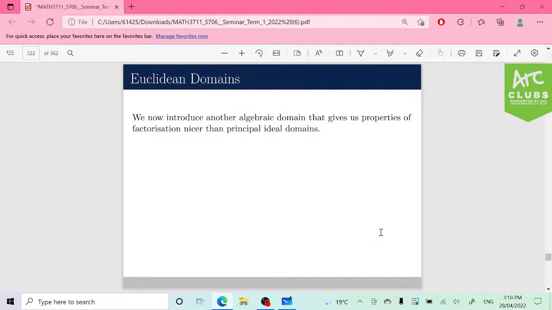Cool. All right, so we'll quickly wrap up the rings part by quickly talking about Euclidean domains, and then we'll talk about fields for the last half hour. So we've talked about two different types of algebraic domains. We've talked about a unique factorization domain, and we've talked about a principal ideal domain, and we gave some nice properties of both of the domains. We're going to introduce a new domain that's a bit nicer than a principal ideal domain, called a Euclidean domain.